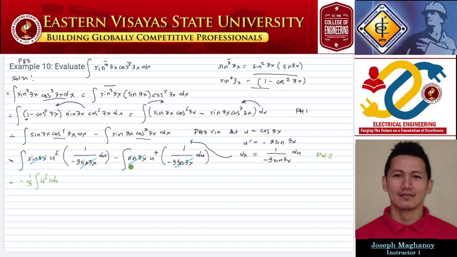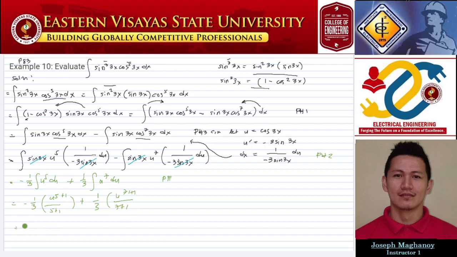Then the other term, that is negative times negative, that is positive 1/3 integral of u^7 du. Now we can apply our power formula. If we apply our power formula, that is negative 1/3 quantity u^(5+1) over 5+1, plus 1/3 quantity u^(7+1) over 7+1.